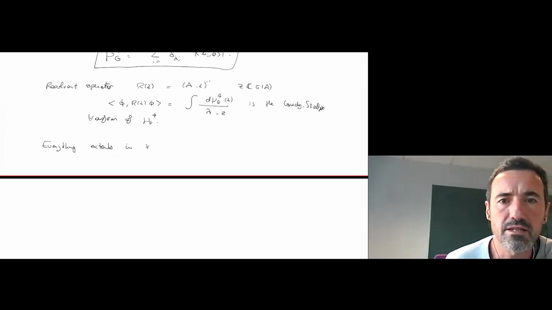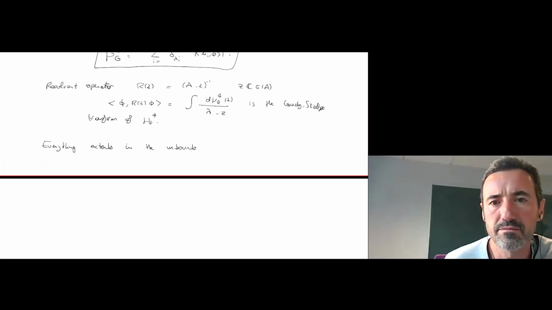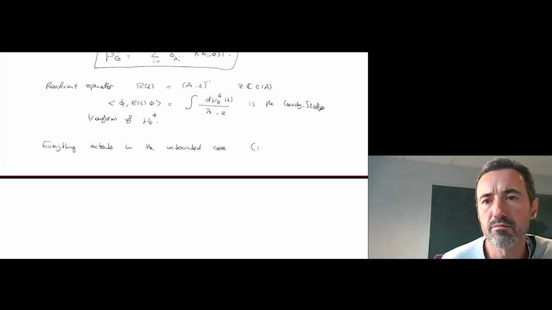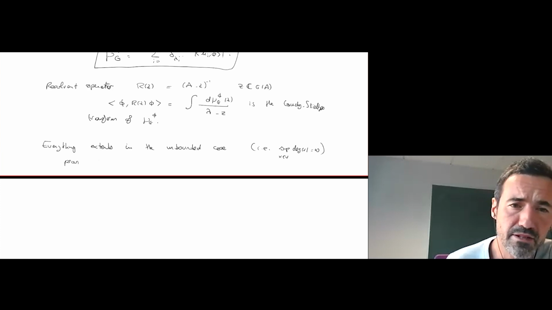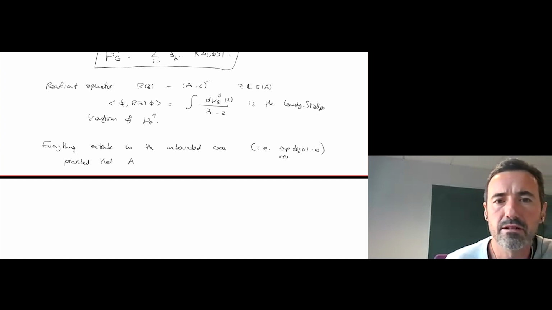So this was for the bounded case. What happens when the operator is not bounded? Everything extends in the unbounded case. By that I mean when the supremum of the degrees is infinite. Then it extends there, provided that A is essentially self-adjoint.